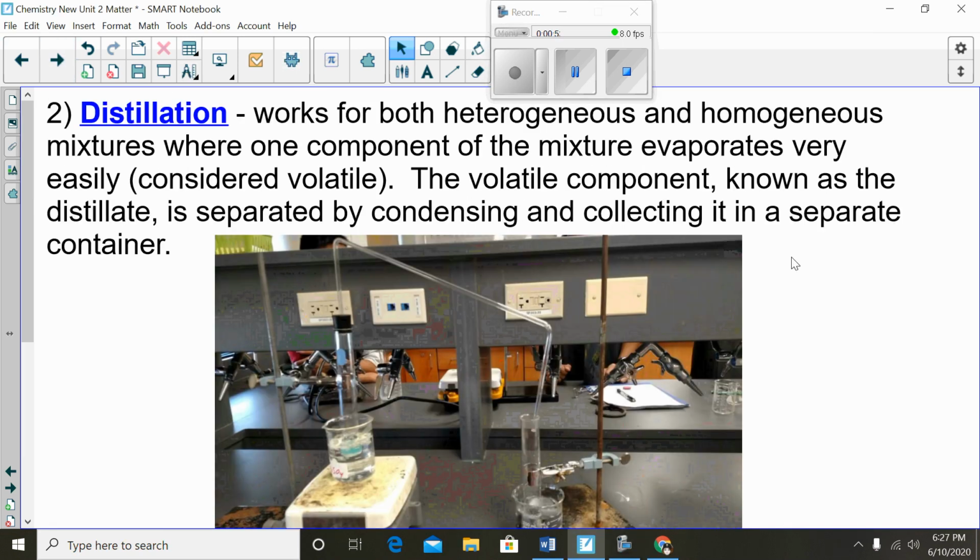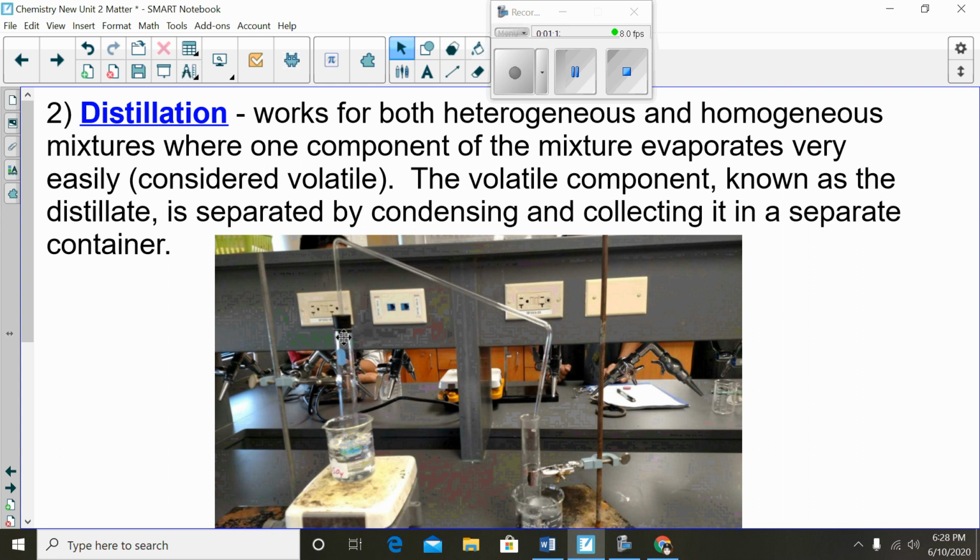Distillation is the second technique we'll focus on. This works for both heterogeneous and homogeneous mixtures where one component of the mixture evaporates very easily, so it's considered volatile. Now in this experiment, our mixture is in the test tube on the left. You can see it's got a blue color to it.